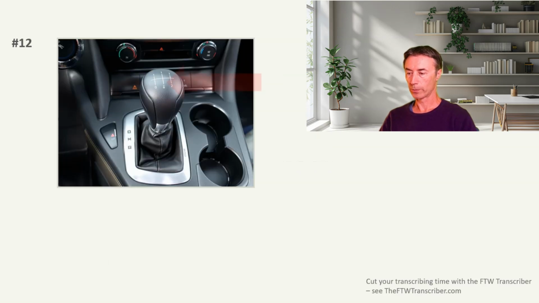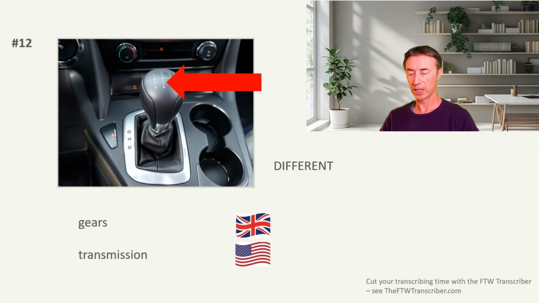Number 12. This thing, actually it's the whole mechanism by which you adjust the speed of the car. Same word or different words? Different. What are those two words? Gears and transmission. And which one is British, which one's American? Gears is British. In America it's transmission.